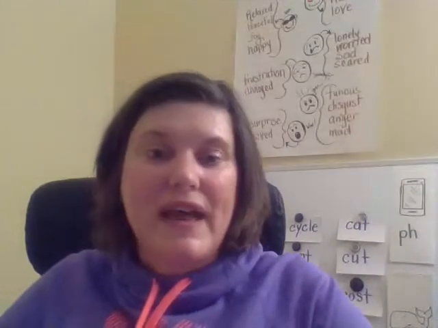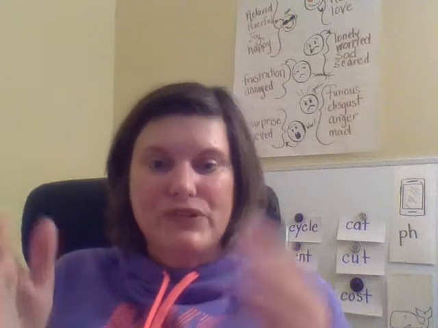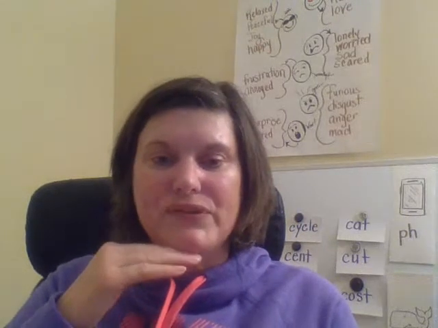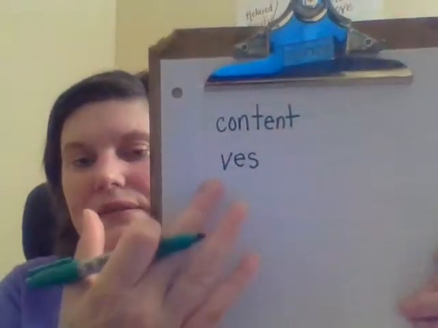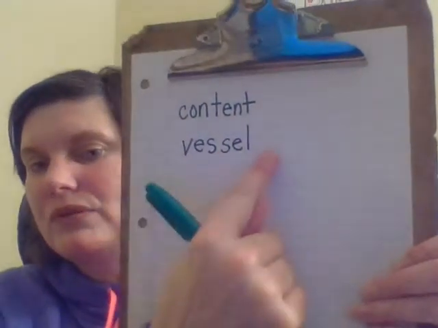Okay, vessel. Vessel. A vessel is something that can hold something. Okay, vessel. First syllable, ves. So ves would look like this. Ves. Now, vessel. Vessel. I hear a short vowel sound, so I know it's a closed syllable. Sel. Vessel. Good.